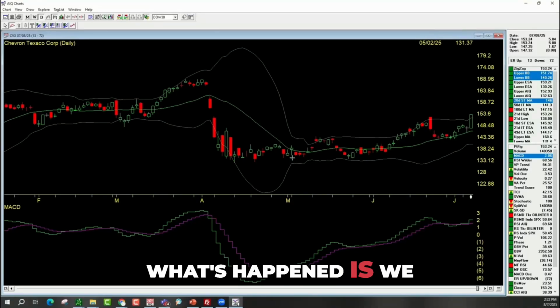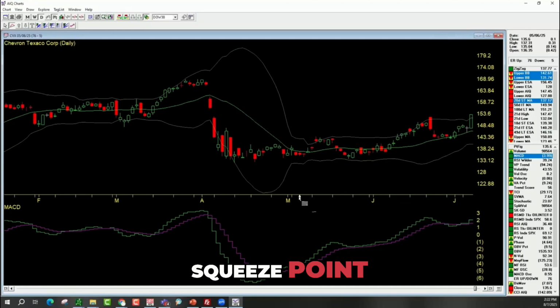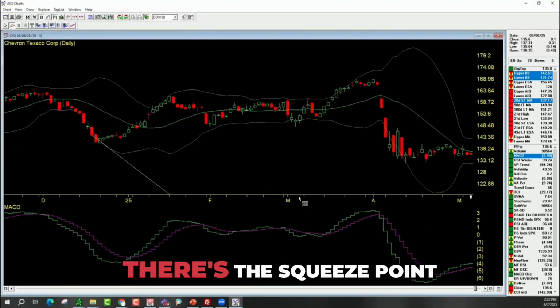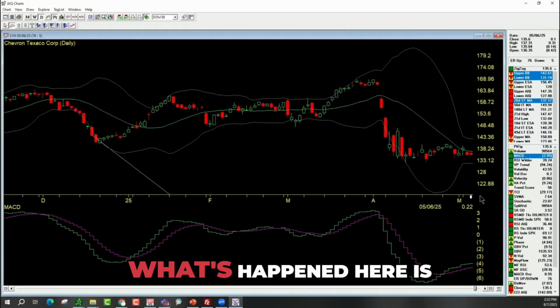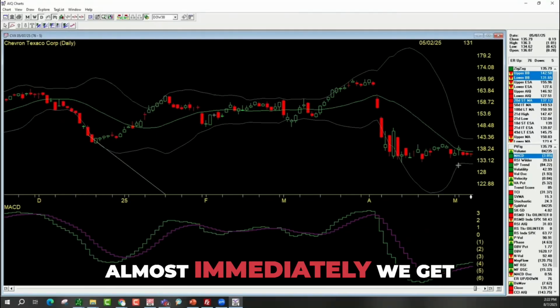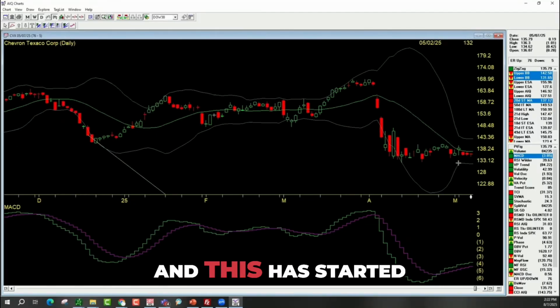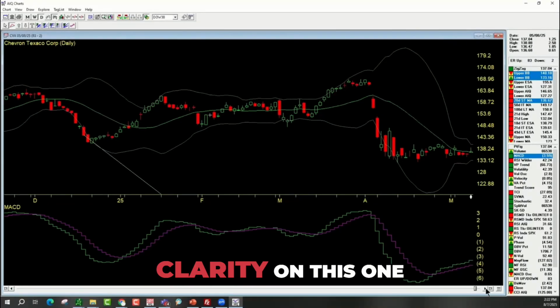What's happened is we got to this point here. This would be considered, say, the squeeze point, I would say, around about here. The squeeze point has come in right here, but almost immediately, the squeeze has sort of broken apart from there. Almost immediately we get to here, and this has started to go back out. And this one's kind of flattened out a little bit. So this one's not as clear, there's not so much clarity on this one.